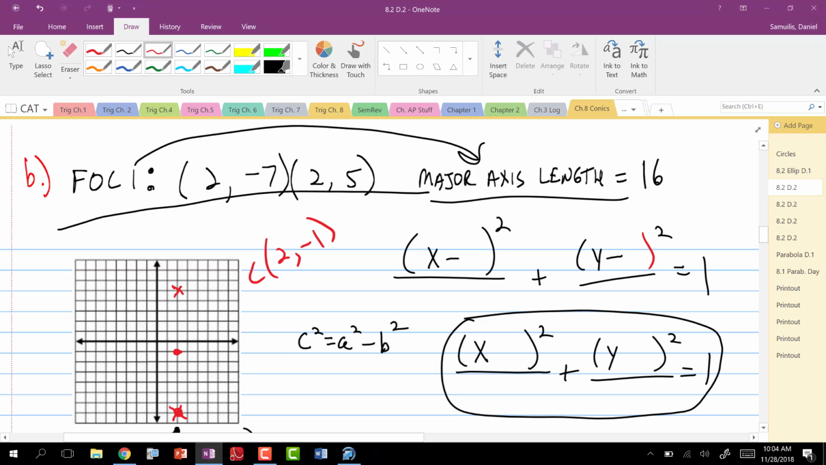2, -1. That means I have this part, 2 + 1. Right? So simple. Then the major axis length is 16. So that means I move what from here to here? Well, actually, no. This is all 16 from here to here, the major axis length. So how far do I move from the center up, and how far do I move down? 8. 1, 2, 3, 4, 5, 6, 7, 8. All right?